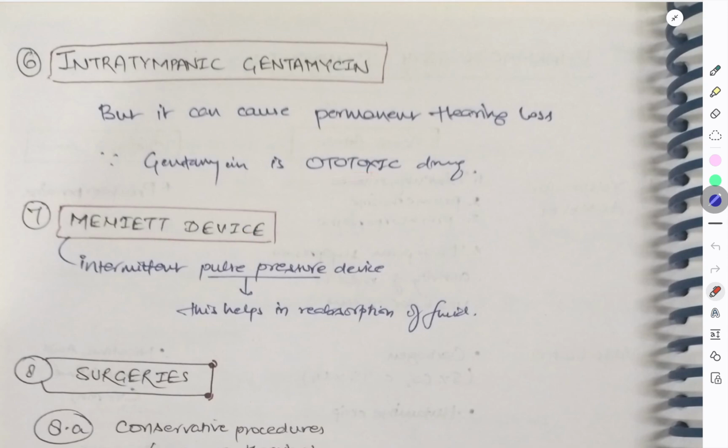Then we have the Meniett device. What is the Meniett device? It will give intermittent pulse pressure, which will help in the reabsorption of the fluid. As the pressure increases, it starts absorbing. Meniett device, an intermittent pulse pressure device. This helps in reabsorption of the fluid.